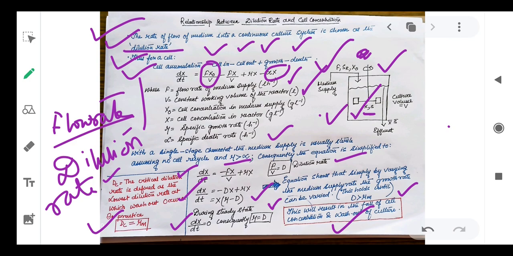In my next class, I will be discussing the relationship between the dilution rate and another aspect which is also very important in continuous culture, that is your substrate concentration. So in the next class we will be discussing dilution rate and substrate concentration.